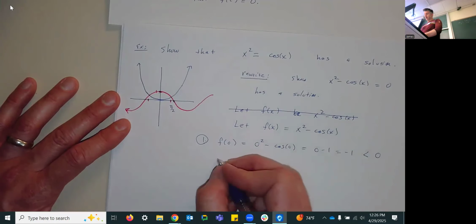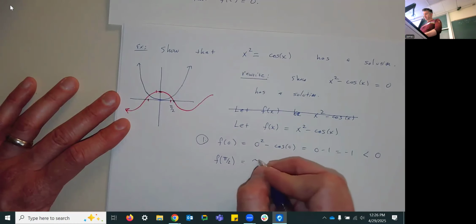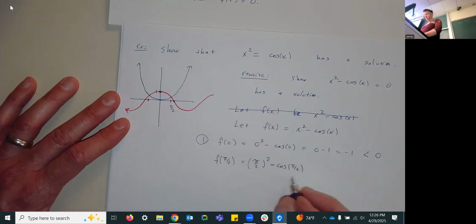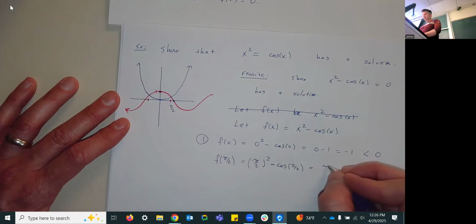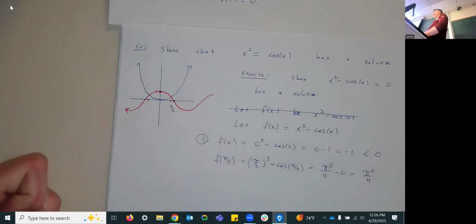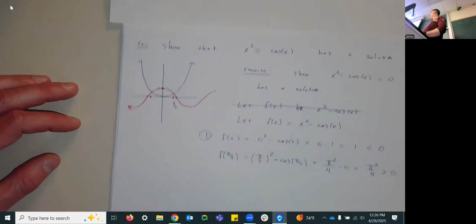And I'm going to try f of pi over 2. F of pi over 2 is pi over 2 squared minus cosine of pi over 2. I know that cosine of pi over 2 is 0, so I'm going to get pi squared over 2 squared minus 0, which is just pi squared over 4. I don't know exactly what that is, but I know it's positive. Pi is bigger than 3, pi squared is bigger than 9. 9 over 4 is certainly a positive number.